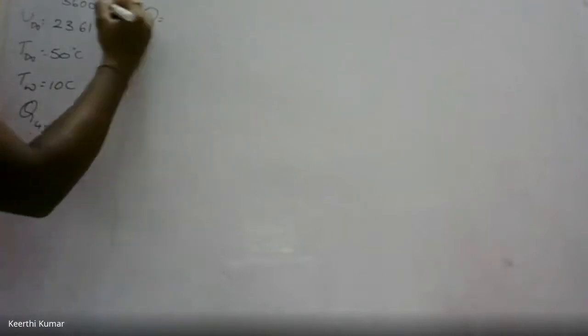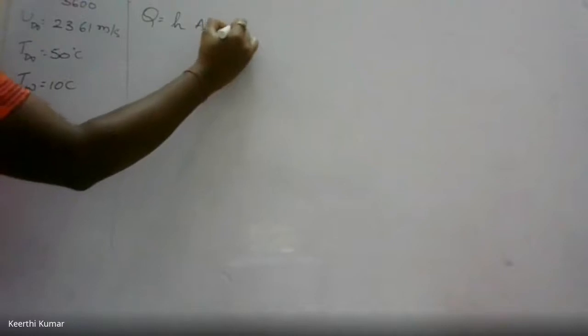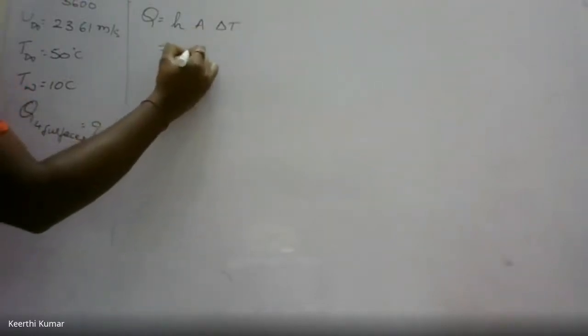Substituting that h. Okay. You find out the Q. Here it is important compared to all the problems. h A delta T is the Q value. So h is 38.24. What is the area you will take?